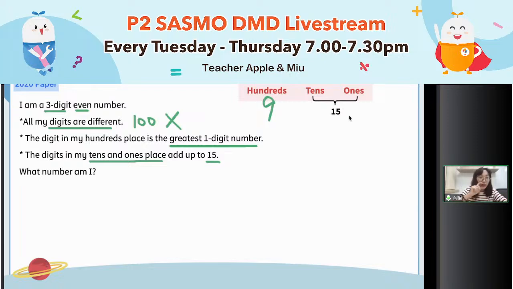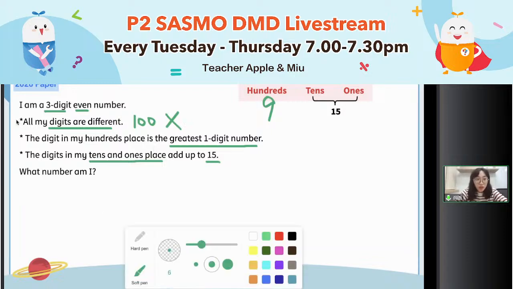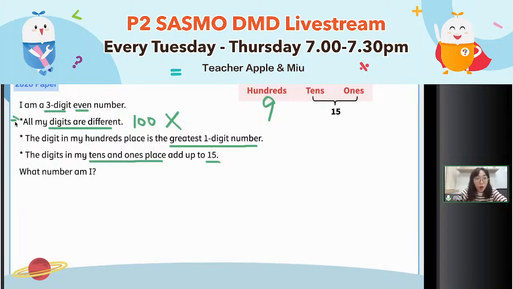996? Oh, no. 996 cannot. Why? Because again, back to the first sentence, all my digits are different. There is no digit repeated. 915? No. Even number, we already know that the last digit for an even number, can it be 5? Cannot. Yes, think about it.